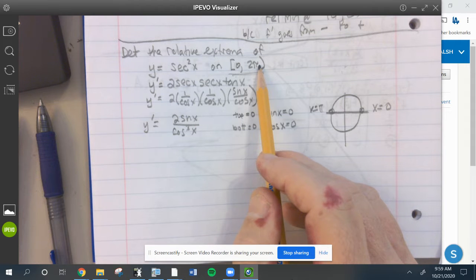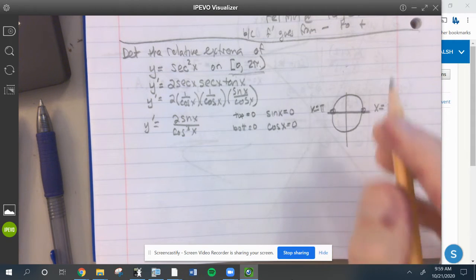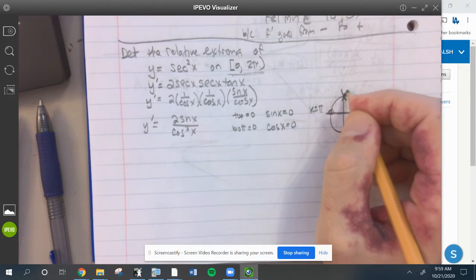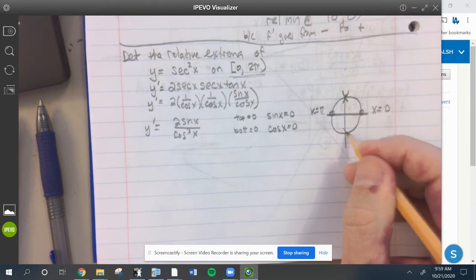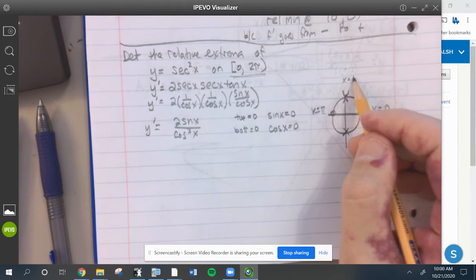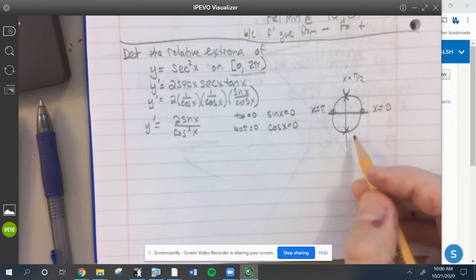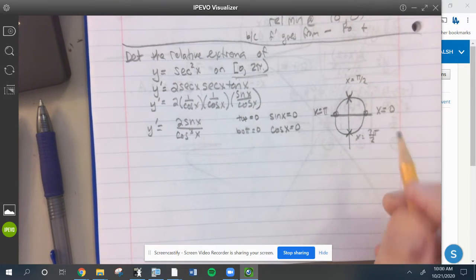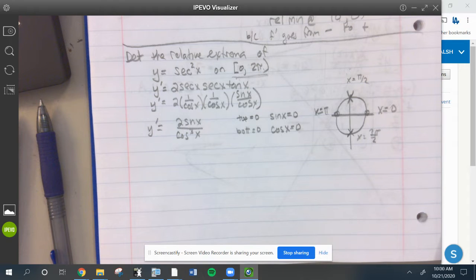So that's sine. Cosine is 0 here. I'm going to do those with x's so we can differentiate. That's x equals pi over 2, and x equals 3 pi over 2. So those aren't the critical numbers, those are where the derivative is 0 and undefined.